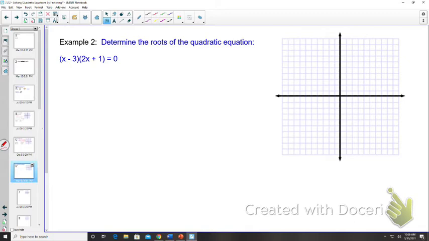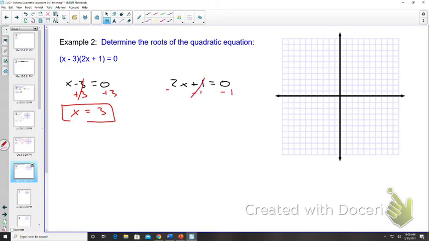Alright, I'd like you guys to try this one on your own, please. Okay, so when you're asked to find the roots of the quadratic equation, you need to, again, set each bracket equal to 0. So I have x minus 3 is equal to 0, and I also have 2x plus 1 is equal to 0. Okay, so to get x by itself, I'm going to add 3 to both sides. So x equals 3. And over here, we're going to subtract 1 from both sides, and then divide by 2. X equals negative 1 over 2.